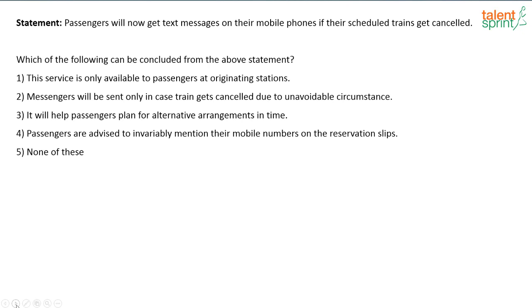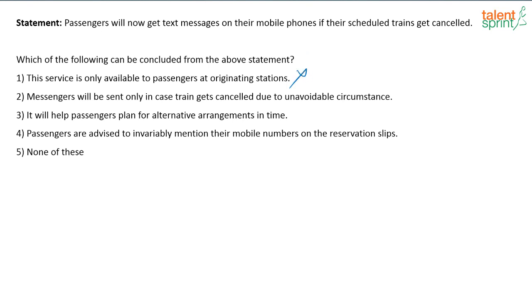First option says, this service is only available to passengers at originating stations. Is anything about originating stations mentioned in the given statement? No, right? There is nothing like that mentioned in the given statement. Just it is mentioned that if your train is cancelled, you will get a message. Okay. So the first option does not follow.